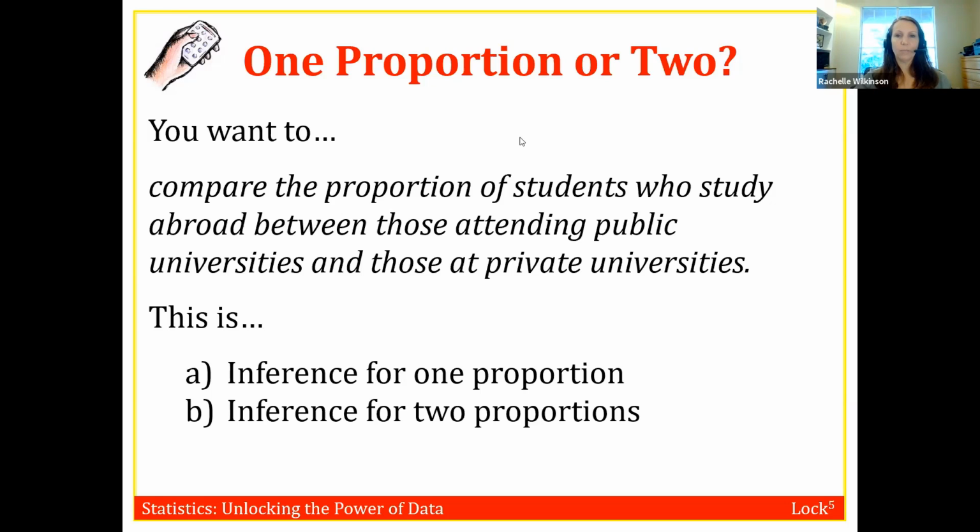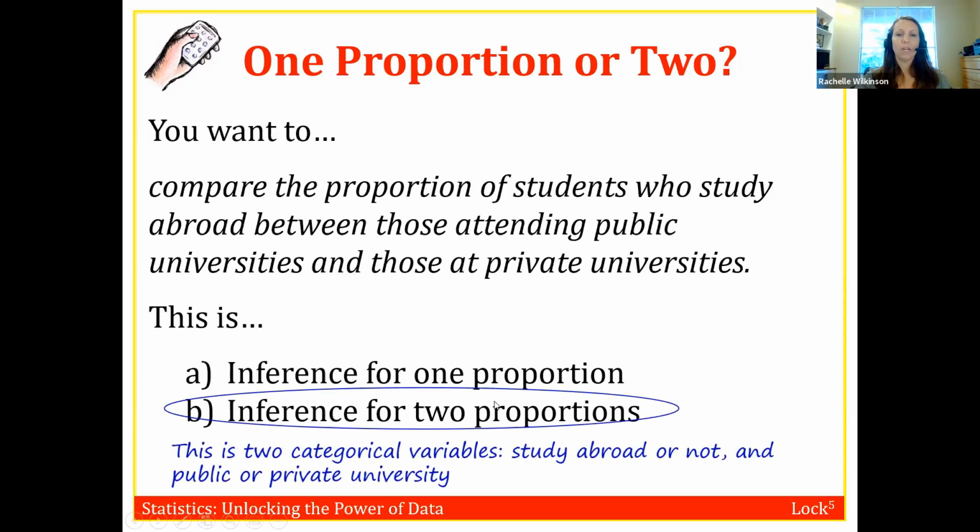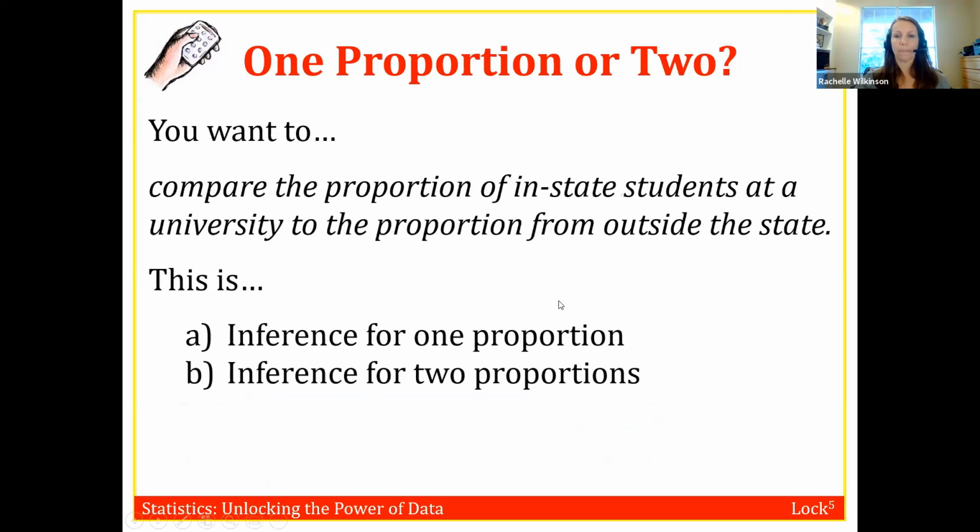All right, the majority of the people chose B this time, and B is the correct answer. So this time we're looking at 2 proportions because we measured 2 variables on each of the individuals. One variable was whether or not they studied abroad, and the other variable was whether or not they attended a public university or a private university. So there's 2 variables there that we measured, making it 2 proportions.